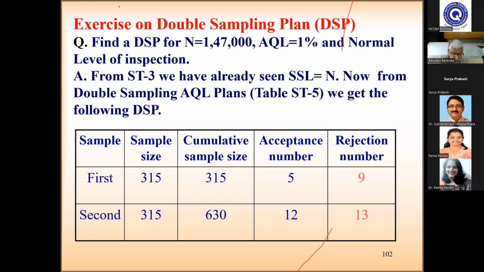Now in the cumulative sample size of 630, if the number of defectives is less than or equal to 12, you accept the lot. Greater than or equal to 13, you reject the lot. That means in the first sample of 6, you can allow up to 6. The first sample of 7 defectives, you can allow up to 5 defectives. If the first sample is 8, you can allow up to 4.